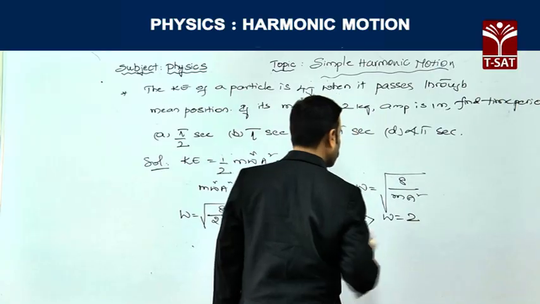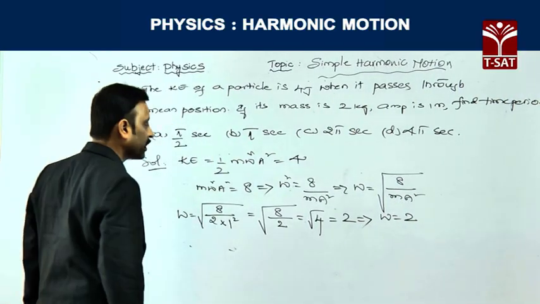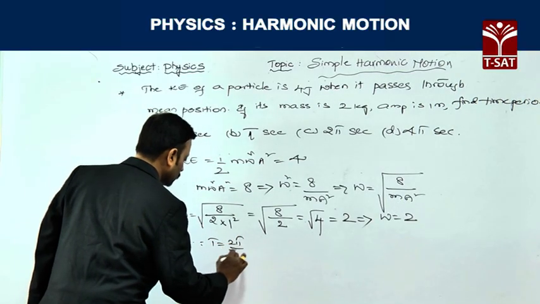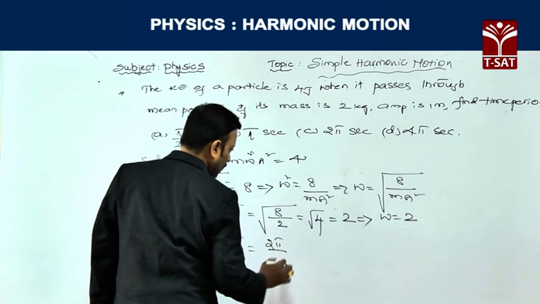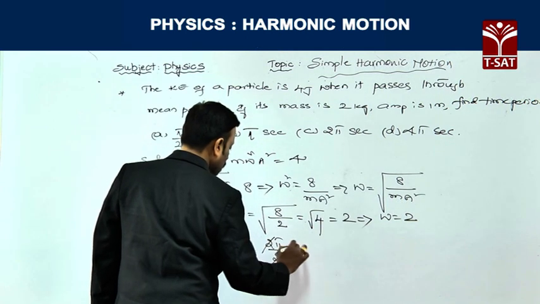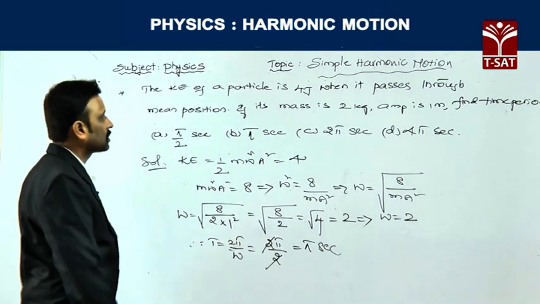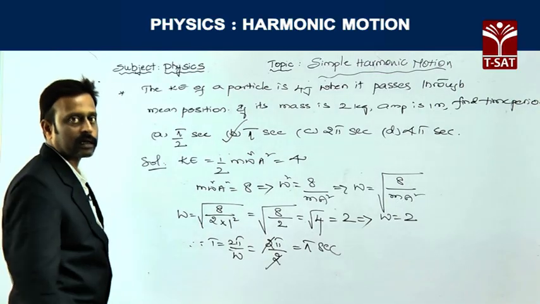Which implies angular velocity is 2 units. But what you are asked to calculate? Time period. Since T is equal to 2 pi by omega, I am substituting the angular velocity as 2, they both cancel. So you are getting the time period as pi seconds. Second option is correct one.